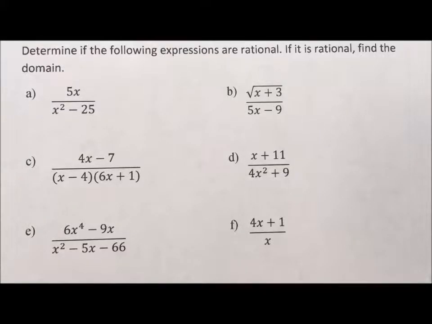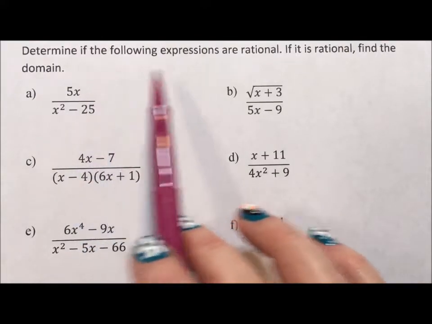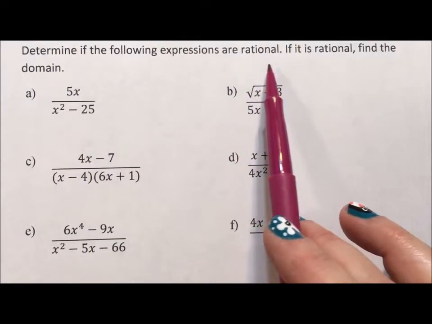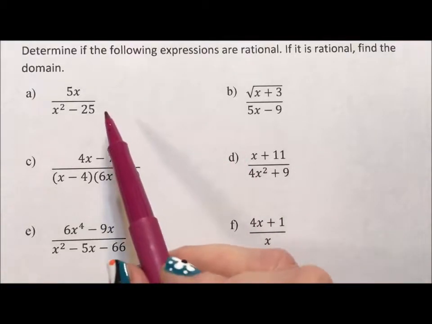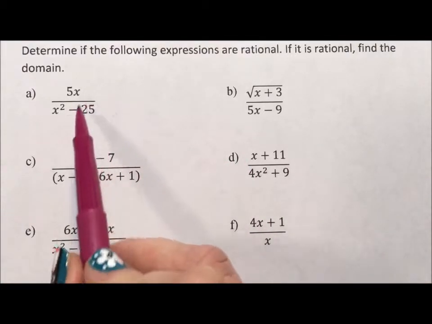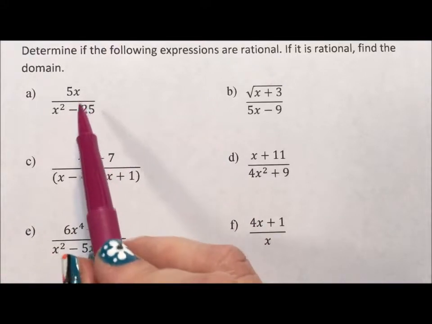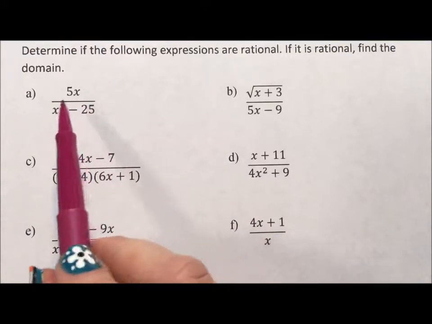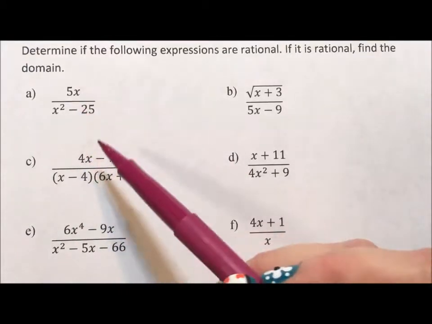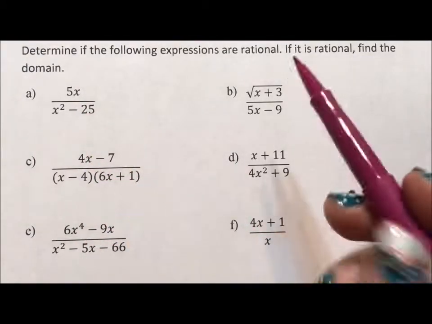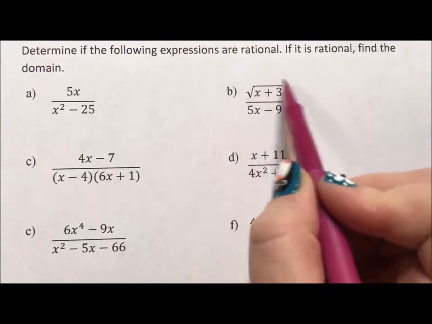Today I'm doing a series of videos on rational functions. These are expressions. It says determine if the following are rational. If they are, find the domain. Okay, so a rational is a fraction. That's what rational means. And in this case, a rational expression means you have a polynomial divided by a polynomial. We can have x's in the numerator as well as the denominator. We cannot have the square root.